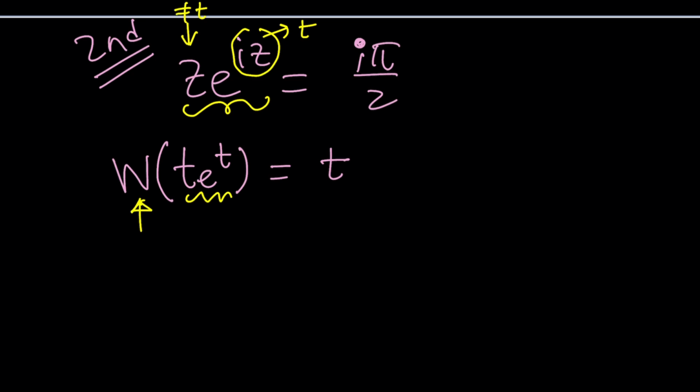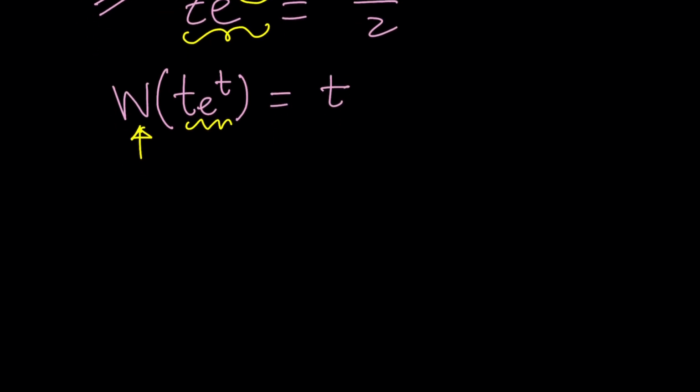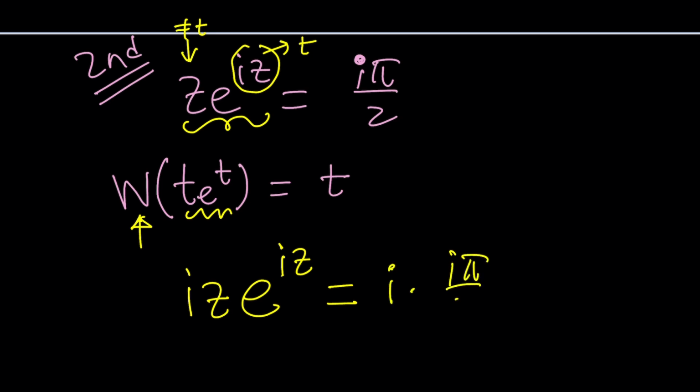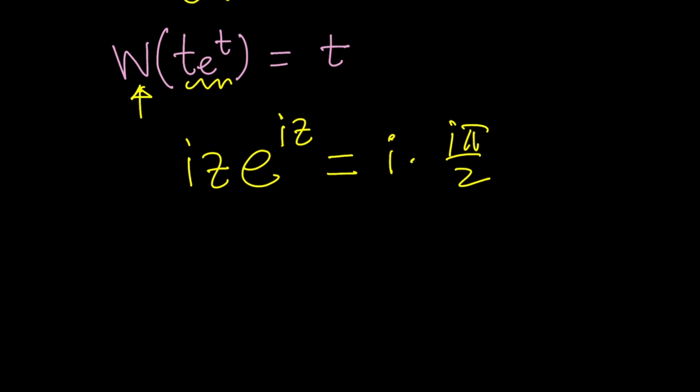Okay, so what does that mean? I need iz. Let's do that. Let's multiply both sides by i. So that's going to be iz times e to the iz equals i times i pi over 2. Nice. What is i pi over 2? i pi over 2 is i squared times pi over 2, and i squared is negative 1. Remember, I told you that before. Very important. So we get negative pi over 2 from here.